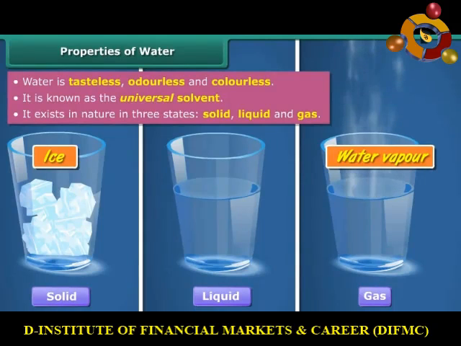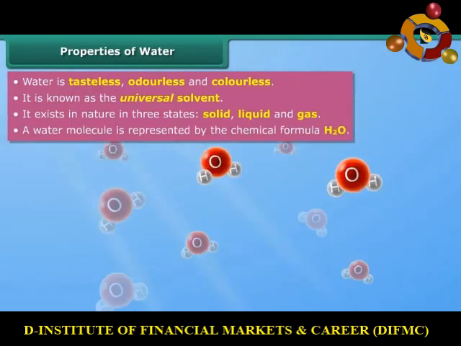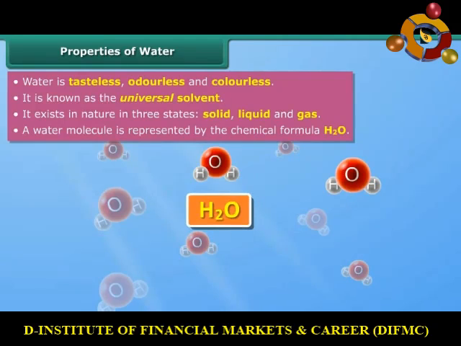But the most common form that water takes is the liquid form. It is in this form that it is known as water. A water molecule is made up of 2 hydrogen atoms and 1 oxygen atom. That is why water is represented by the chemical formula H2O.